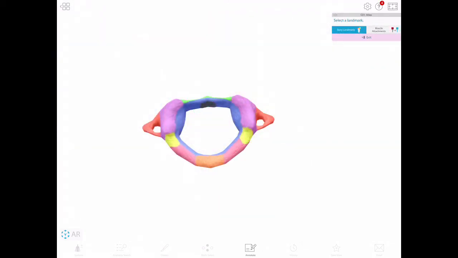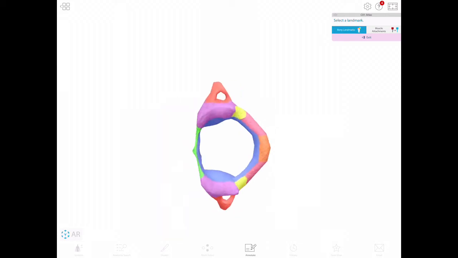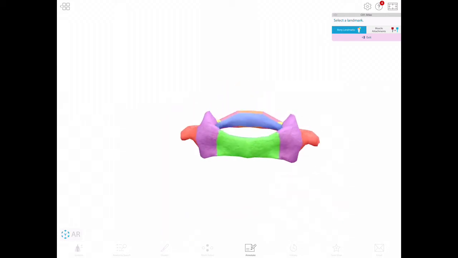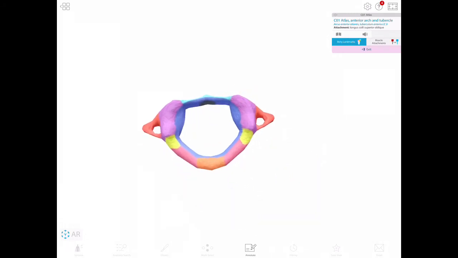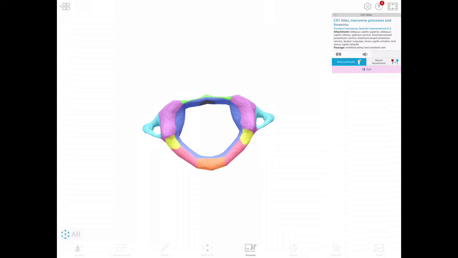This here you're looking at is the atlas. Let's shift our perspective right here. This is the anterior arch of atlas, and on the sides we have the transverse process, but more specifically we have the transverse foramen on the cervical vertebra.